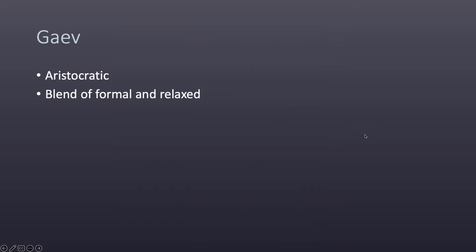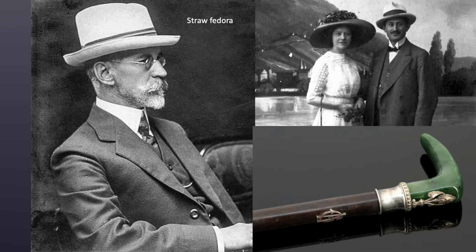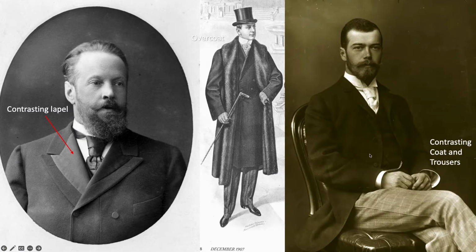Next we have Gaev. He's aristocratic. He's a blend of formal and relaxed. Very uptight. I think he's a bit of a dandy, actually. So here's some things that I found that I really liked. I love this straw fedora on this gentleman, and also the spectacles. His mustache and beard are also lovely. A peaked collar, perhaps, but there's that straw fedora again. And this lovely malachite-topped cane is just extravagant and over the top and very fashionable.